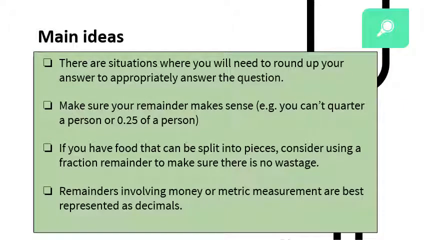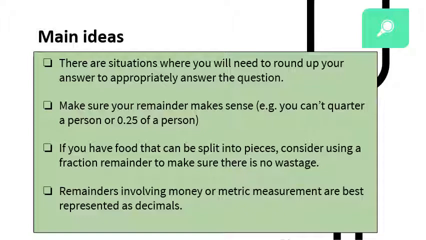And just to wrap up from today, here are the main ideas. Firstly, there are situations where you'll need to round up your answer to answer the question appropriately. So for example, with our helicopter example and the cake example, making sure that there's enough helicopter trips or enough cake to feed everybody, even though there's going to be some left over, you still need to make sure you're answering the question appropriately. So in those situations, you would round up your answer.